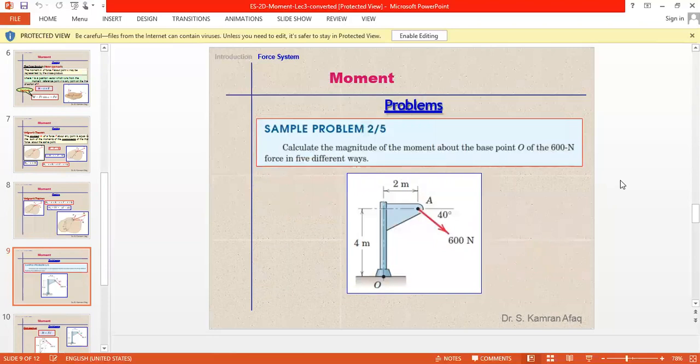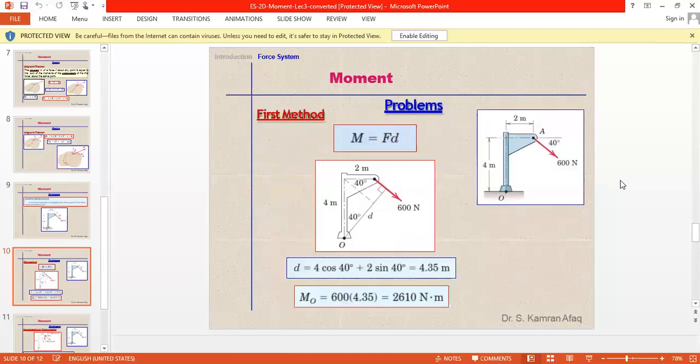This is a simple problem. Calculate the magnitude of the moment about the base point O of the 600 Newton force in 5 different ways. We can see that moment is equal to force times displacement. We can draw the free body diagram, and first we can calculate this d about point O. So we have made this triangle. We know two sides, 4 meter and 2 meter. So now we are going to calculate the d.